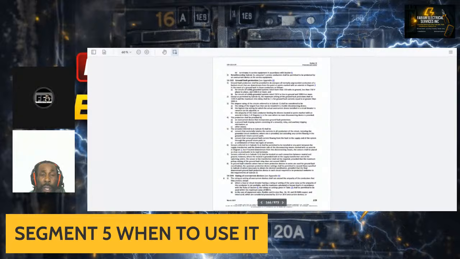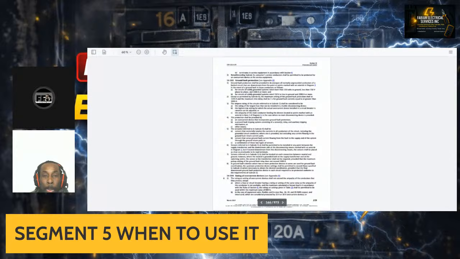Subrule 4, 14-102, this protection shall be provided by, goes on to tell you, A, an overcurrent device that incorporates ground fault protection. Also tells you B, a ground fault tripping system consisting of a sensor, relay, and auxiliary tripping mechanism or other means.